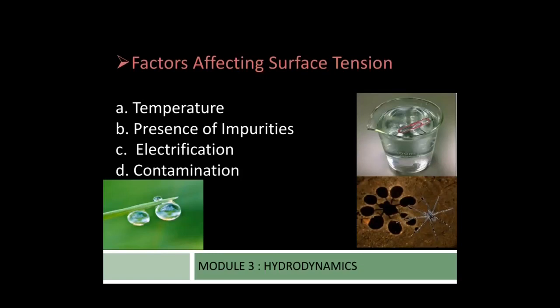As you all know, we have left two topics uncovered in the chapter Hydrodynamics. So in this session, we will be discussing those topics, which are the factors affecting surface tension and the applications of surface tension. Under factors, we will be discussing only those four which are mentioned in your text, and they are temperature, the presence of impurities, electrification and contamination. So let's begin with temperature.